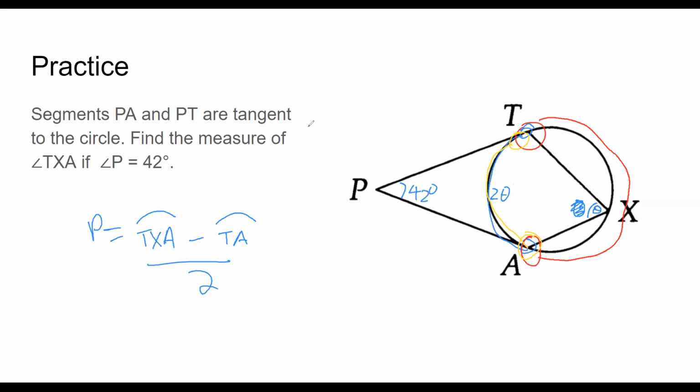So let's use some of our defined variables here. So TXA, which was the red arc, well, that would be 360. I'll write this down. TXA is the full circle subtracted from the yellow part. And the yellow part, TA, that's 2 theta as we defined it. So it's 360 degrees minus 2 theta. And then arc TA is just 2 theta. It's the yellow part. Just to clarify where it's coming from, arc TXA, which is the red one, and arc TA should add up to 360 degrees because it forms a full circle.